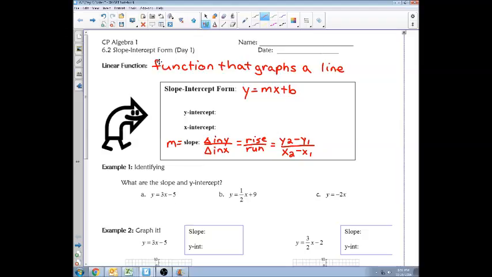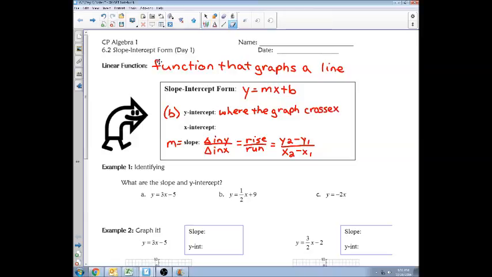A couple of new things that we have, though, is our y-intercept. Our y-intercept is our b value. Notice there's a b value in the equation. Okay? That is your y-intercept. It is where the graph crosses the y-axis. Imagine that. Intercept, cross, okay? So it's where the graph crosses the y-axis.